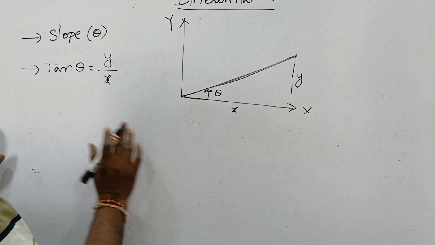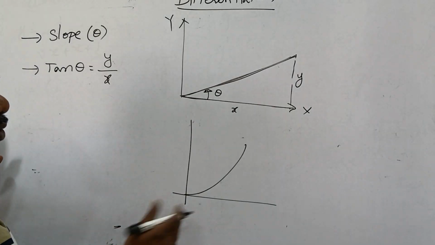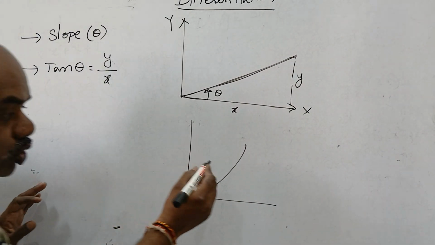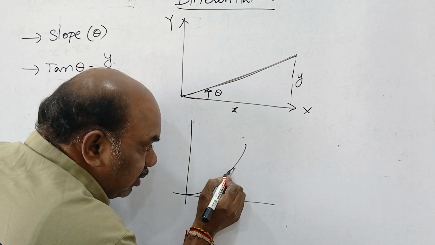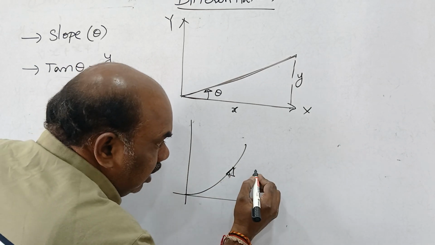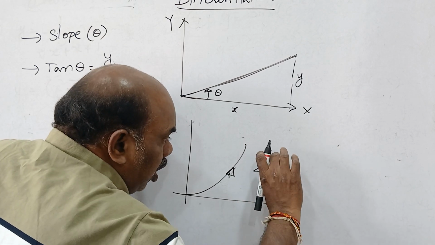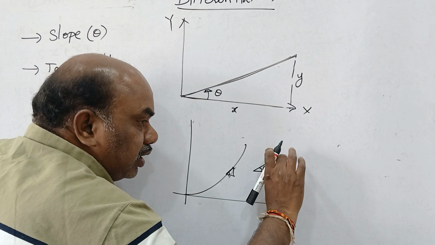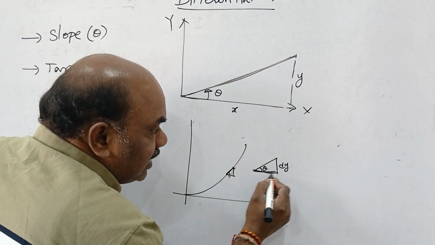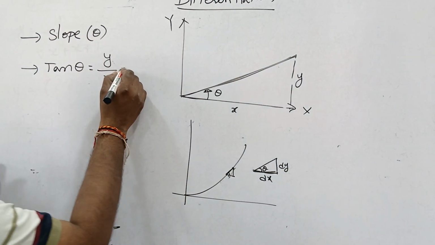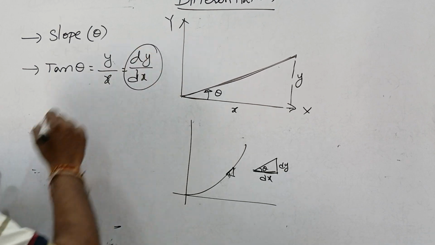If the graph is a curve, you will not get a slope directly. You have to choose two very close points so that you can make a right angle triangle, so that this is theta. If you take this small triangle, this is theta, this is the opposite side. The whole part is y, the small part is dy, the whole part on the x-axis is x, the small part on the x-axis is dx. So tan theta, you can write as dy by dx. This we call differentiation.